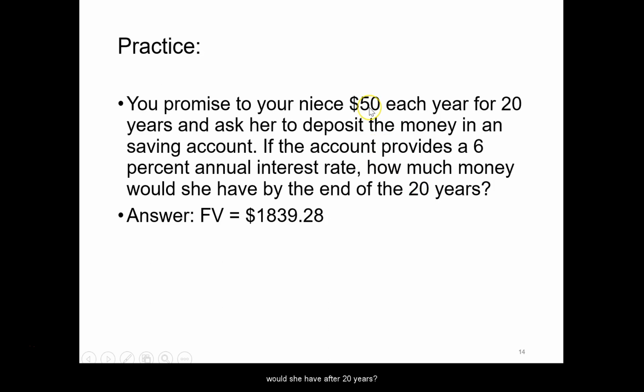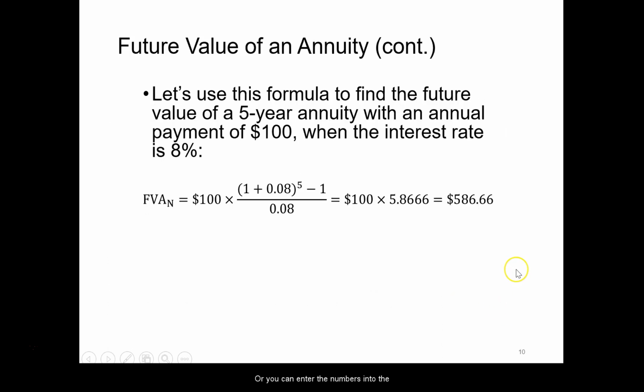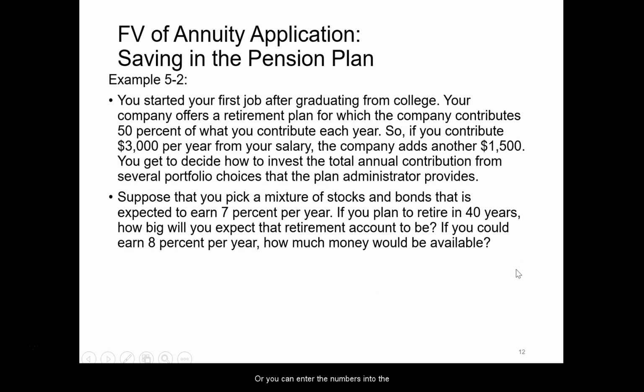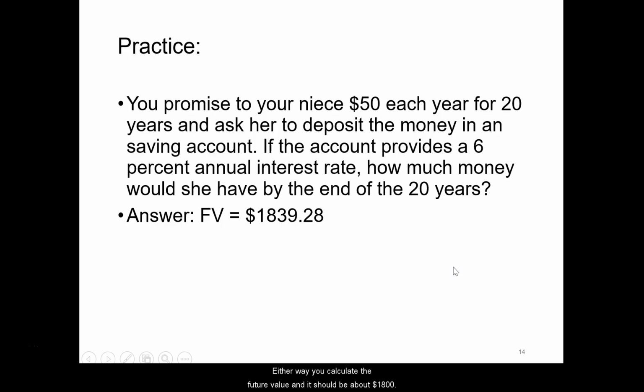So payment will be $50 per year, N will be 20, and interest rate will be 6%. So you can enter all these numbers into the formula here, or you can enter the numbers into the financial calculator like what we did over here. Either way, you calculate the future value, and it should be about $18,000.